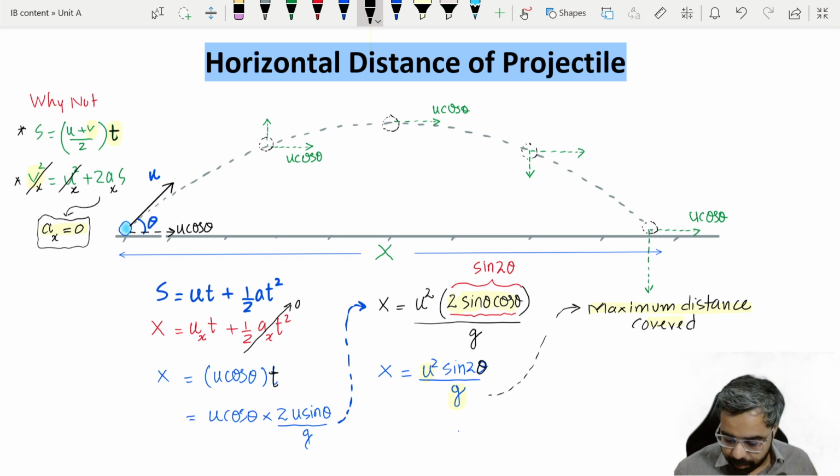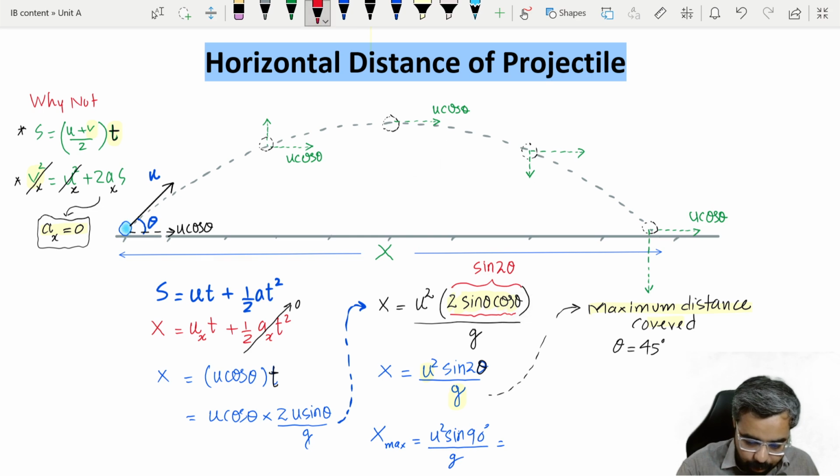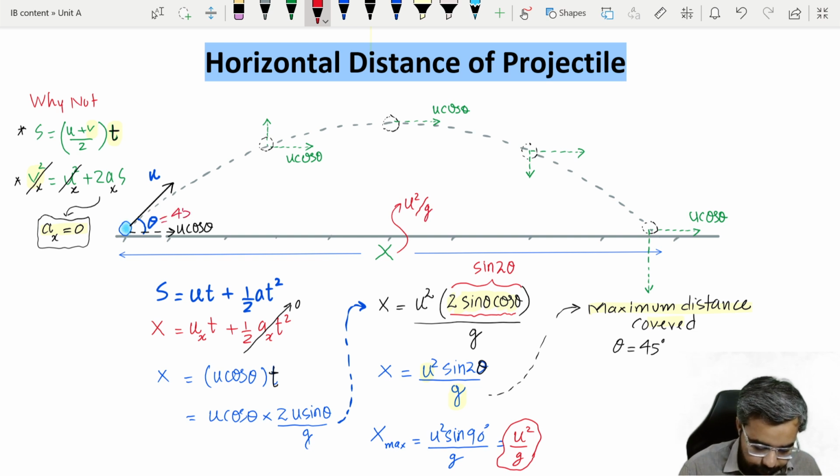So theta should be 45 degrees. Why am I saying that? Because if you plug the value in, the maximum distance covered will be sin 2 times 45, which is sin 90, and you know sin 90 gives us the maximum value, which is 1, so that will be u squared over g. So this is the maximum distance covered if the angle is 45 degrees.